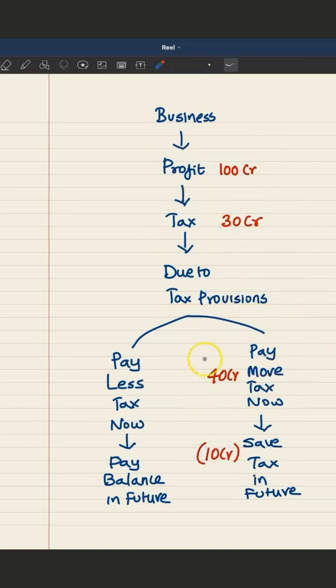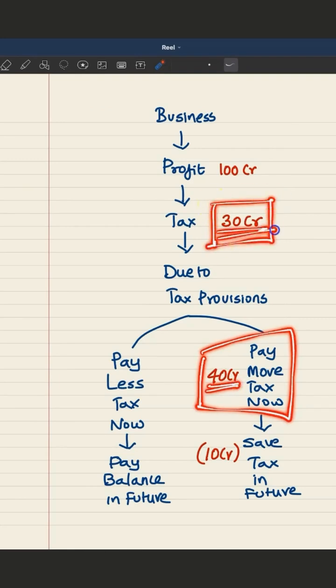So even though this entity has paid 40 crore as current tax, it is not their entire tax obligation. Their tax obligation is ideally 30 crore. But as per assessment, it is 40 crore and they cannot deny that they have to pay. But when the readers of the financial statement look at it, they should not get worried at this big number of 40 crore. They should know that this entity is actually supposed to pay 30 crore only, but because of the tax provisions, they are paying 40 crore.